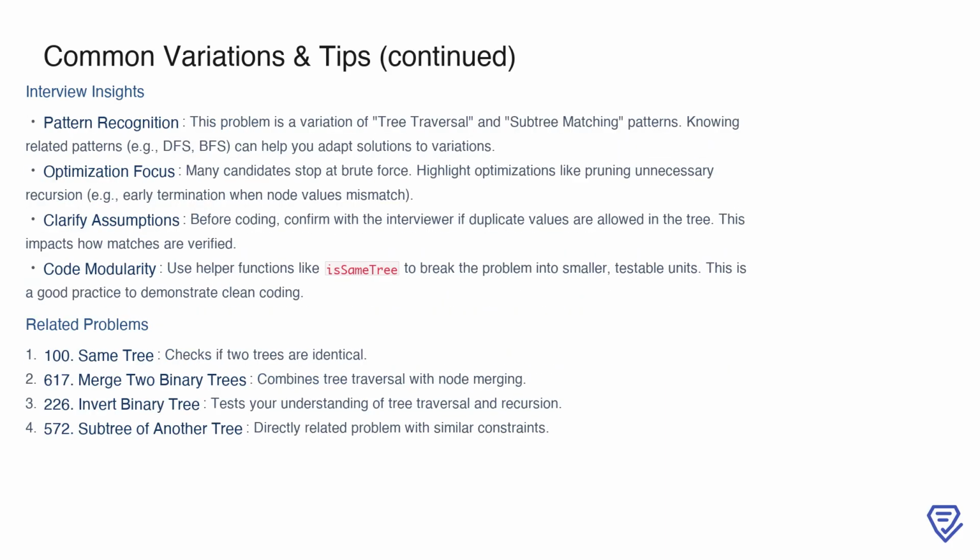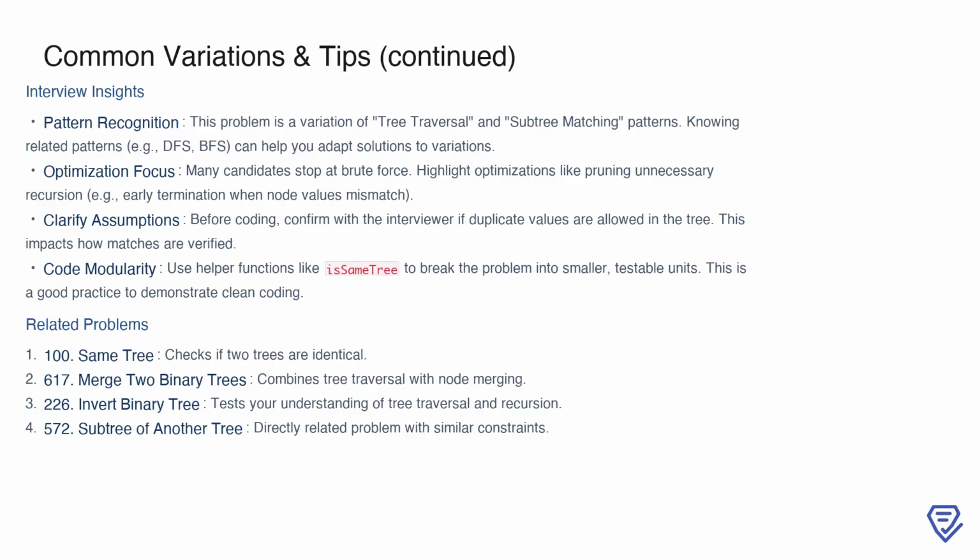Now, let's focus on insights that are particularly useful in interview settings. This problem is a great example of pattern recognition. It's a variation of tree traversal and subtree matching problems, so familiarity with patterns like DFS and BFS will give you an edge. Optimization is another key focus during interviews. Many candidates stop at brute force solutions, but you can stand out by discussing techniques like pruning unnecessary recursion, such as terminating early when node values don't match.